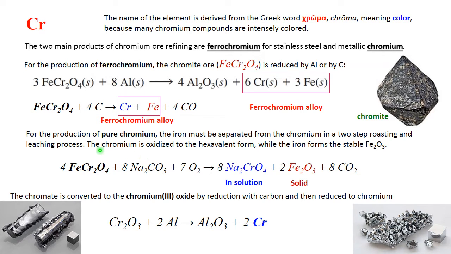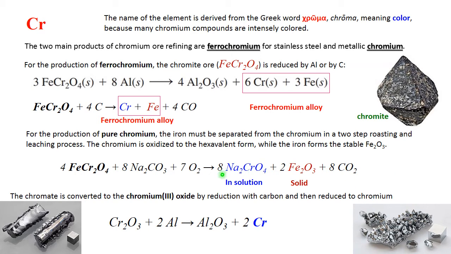In this case, chromium is oxidized to hexavalent form, oxidation number 6, while iron forms stable Fe2O3. Fe2O3 is insoluble in water, and chromate ion is a soluble compound. So we take the starting ore, make it basic with soda, and oxidize chromium with oxygen in alkaline solution to chromate. Iron oxide falls as a solid and you have CO2.